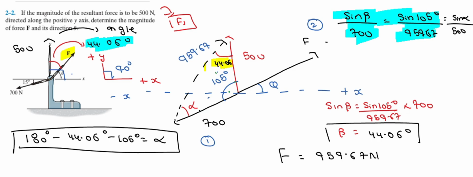So this angle is basically 90 degrees. If you subtract this 44.06 degrees from this 90 degrees, you can get this angle, the purple one. So this is 90 degrees minus 44.06 degrees, which is 44.94 degrees. So this question has been solved here.